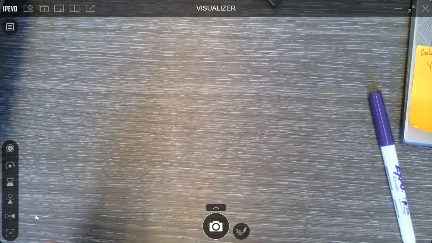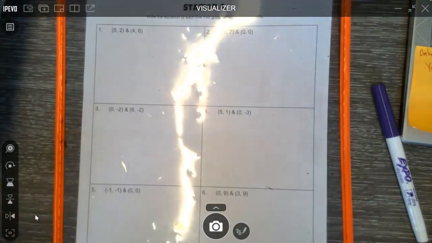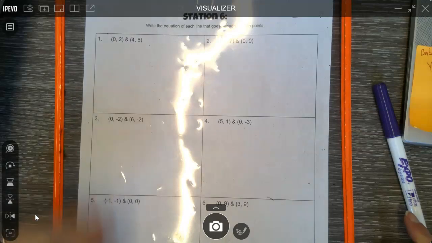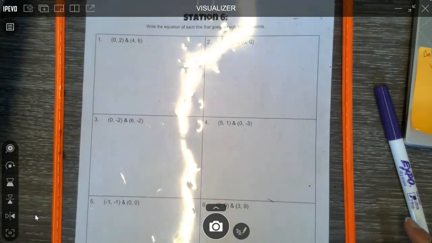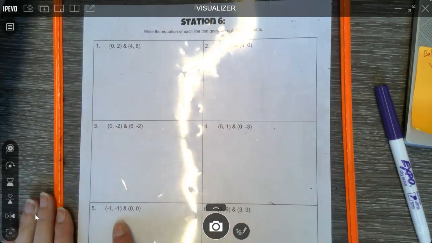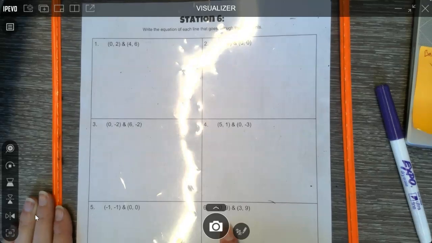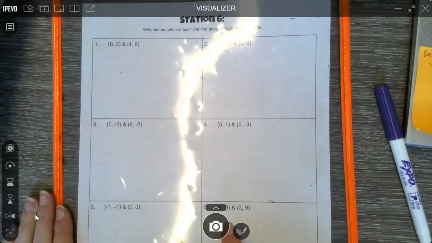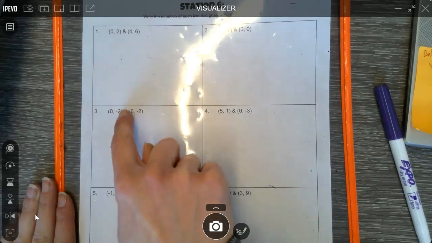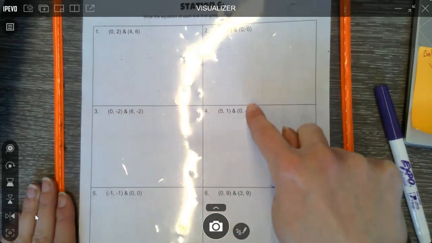Number 6. Write the equation of the line that goes through these 2 points. Beautiful. Find the slope. Change in y over change in x. Notice that every one has a point where there's a 0 for x. That means those are your y-intercepts, right? 9 is where it crosses. 0 is where it crosses. Negative 2 is where it crosses. Negative 3 is where it crosses.